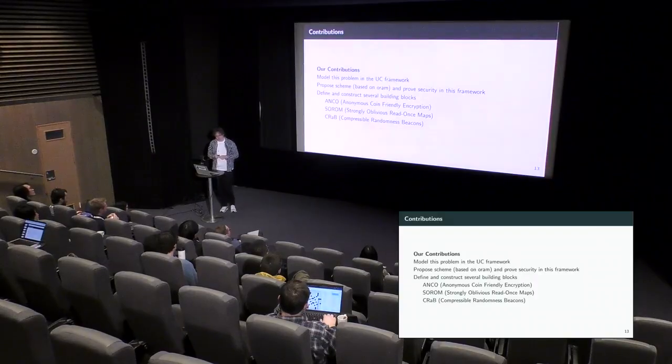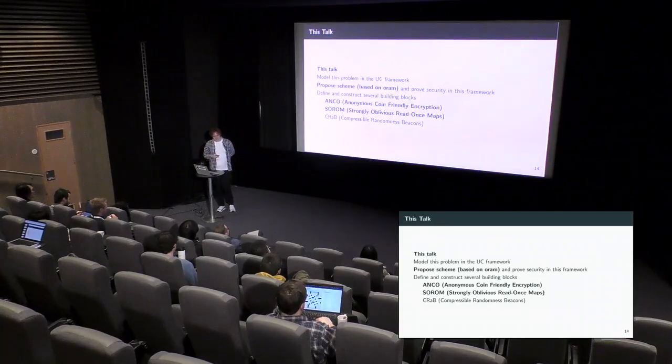So our contribution in this paper is modeling this problem in the UC framework. Then we propose a concrete scheme based on ORAM, which we believe solves this, and we prove its security in this framework. Along the way, we have several different building blocks that may be of independent interest, including a new re-randomizable encryption scheme, and what we call a strongly oblivious read-once map, which is basically an ORAM where you can only read each element once and they never get reinserted, and then a few other things like the compressible randomness beacon. I'm going to try and give an idea of how the scheme works and show a few of these components that may be interesting.